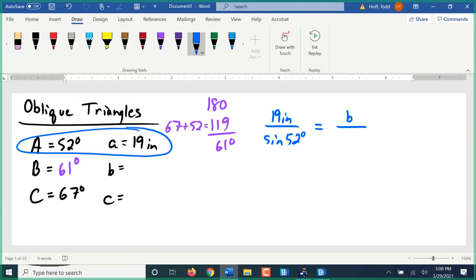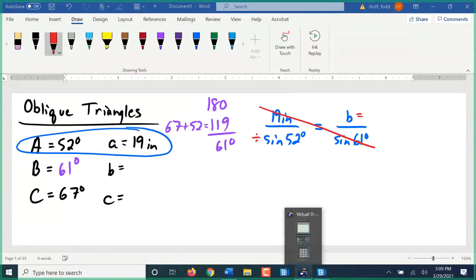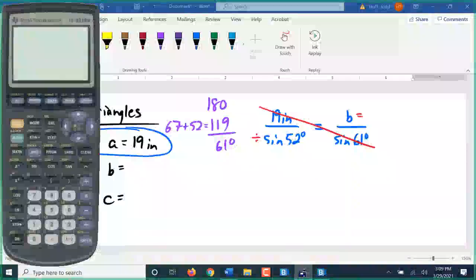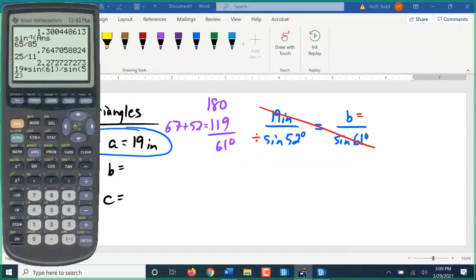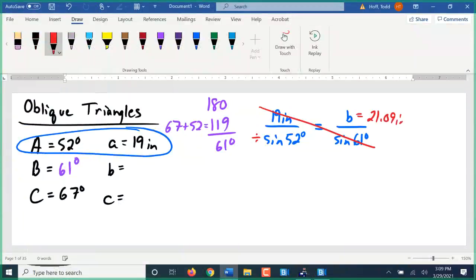B goes on top because that's a side, just like the 19 inches. What's going to go below it? Sine of what? 61 is the angle that corresponds with B. Cross multiply and divide. 19 times sine of 61, close that parentheses, divided by the sine of 52. 21.09. Side B.